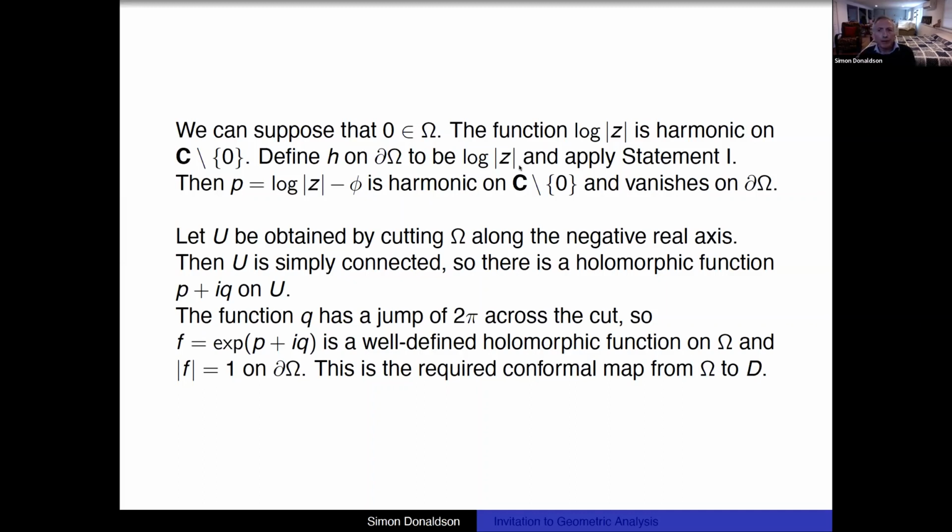And then we apply statement 1 to obtain another function phi, and then set p to be the log of modulus z minus phi. So this is harmonic, I'm sorry, this should be omega minus 0. It's harmonic on omega, but we should remove the singularity at 0. And by construction, it vanishes on the boundary because that's exactly the way we chose our function phi.